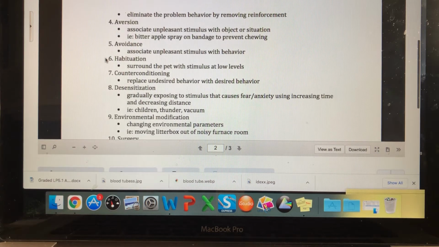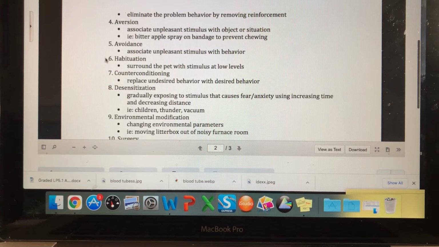We can do that with cats, too. I know cats don't really like the feel of tin foil. So if you have a cat that's jumping on your counters, you could put tin foil down. When the cat jumps up there, they're like, ugh, I don't like this, and they jump down. So it stops the behavior by associating it with something unpleasant.